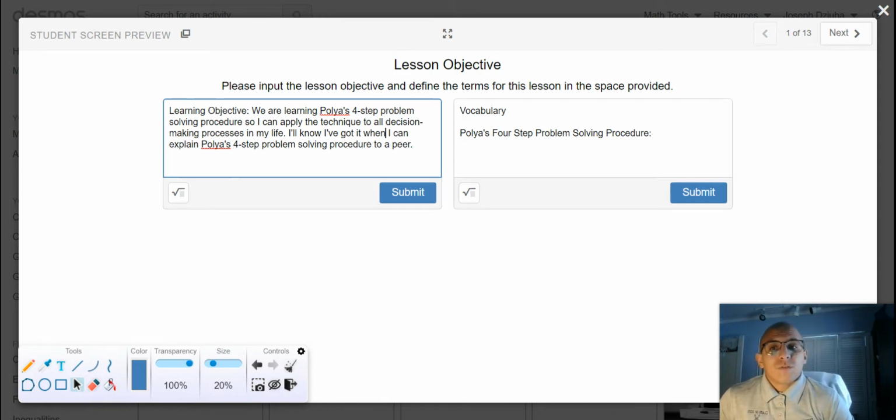Our learning objective for today's content includes learning Polya's four-step problem-solving procedure, so I can apply the technique to all decision-making processes in my life. I'll know I've got it when I can explain Polya's four-step problem-solving procedure to a peer.